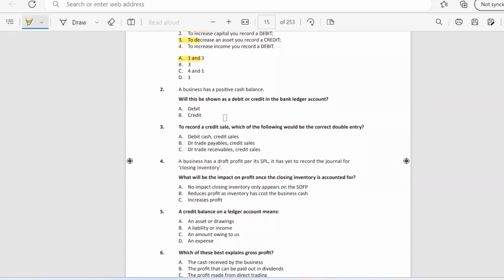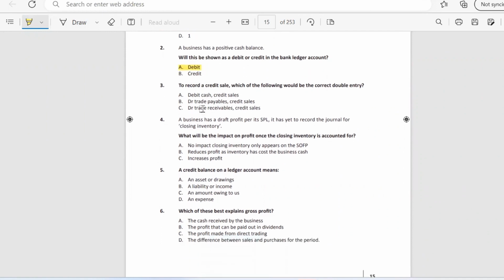Next question. A business has a positive cash balance. Will this be shown as a debit or credit in the bank ledger account? It will be debit. Next question. To record a credit sale, which of the following would be the correct double entry? So let's consider what the booking entries, accounting entries for credit sales are. So we can choose answer C.